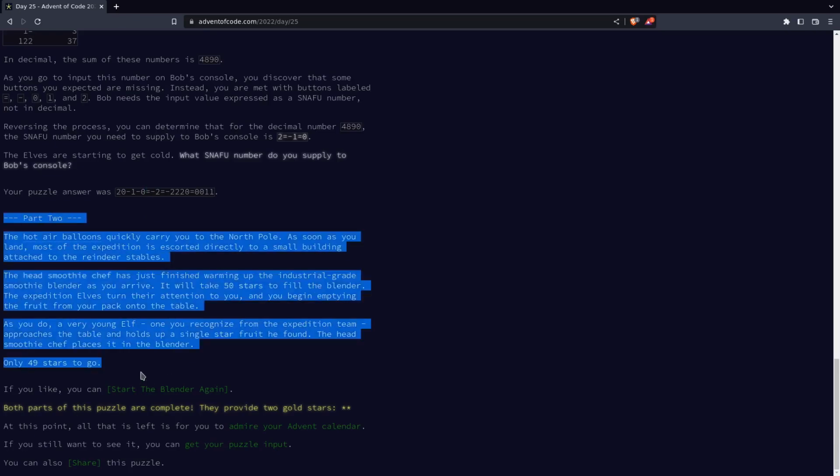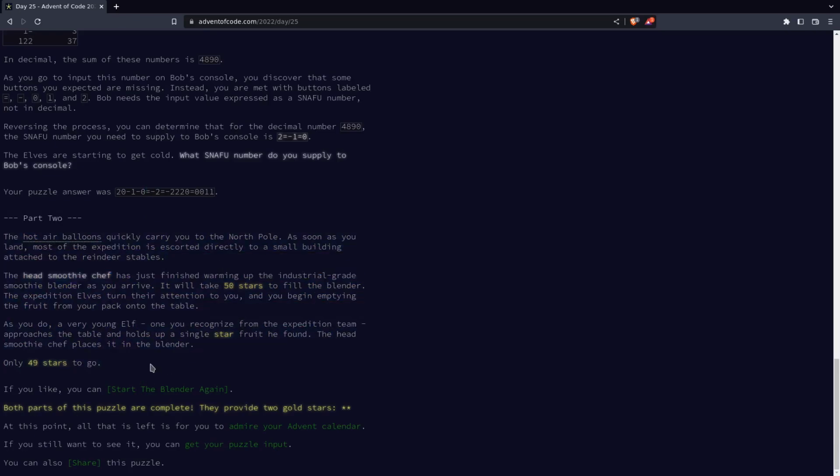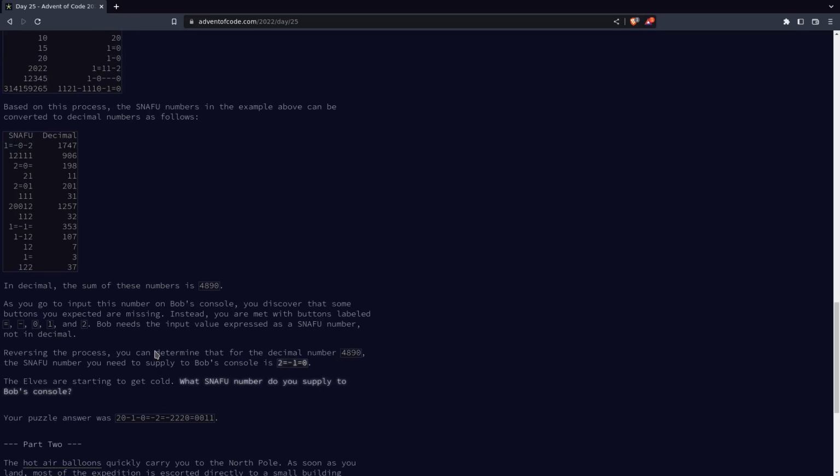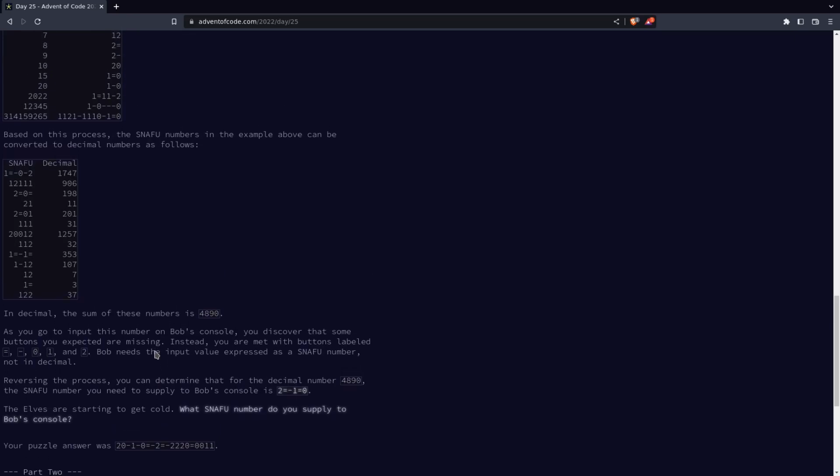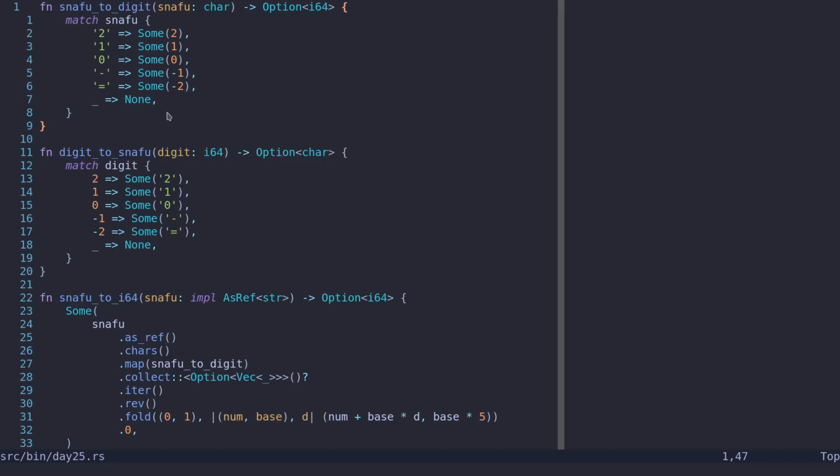For the second part, there's really no second part. Usually day 25 is just a single part. So basically this is what we have to do to add these numbers together. The challenge will be just to convert to base 5 and then back from base 10 to base 5. So for the solution, I implemented a lot of helper methods.